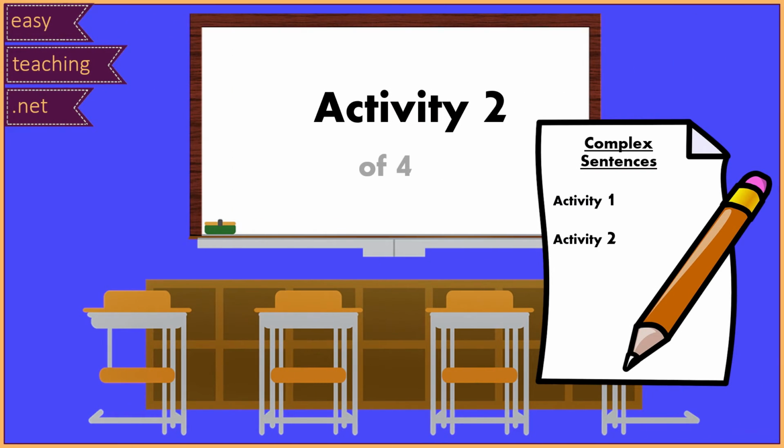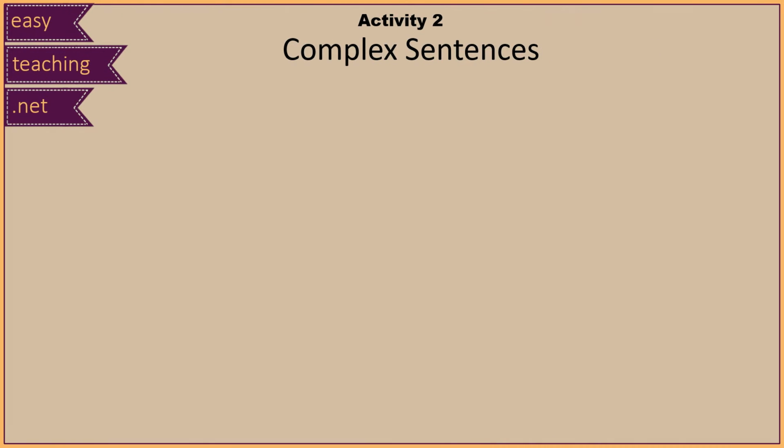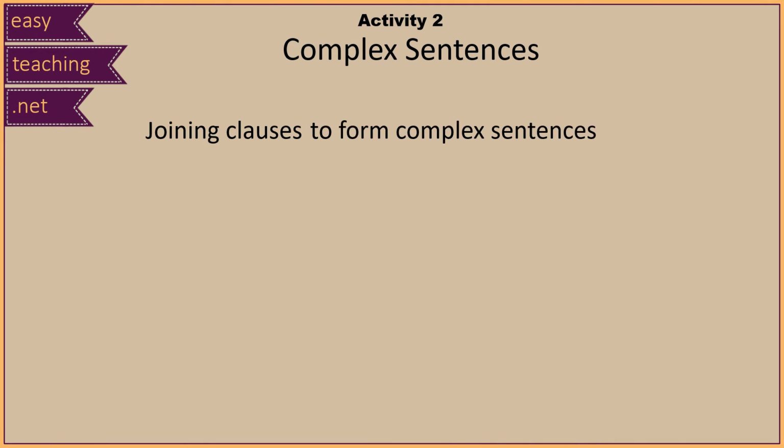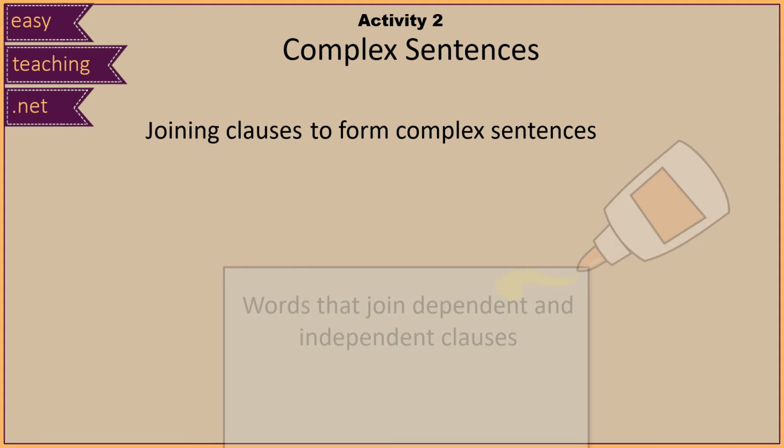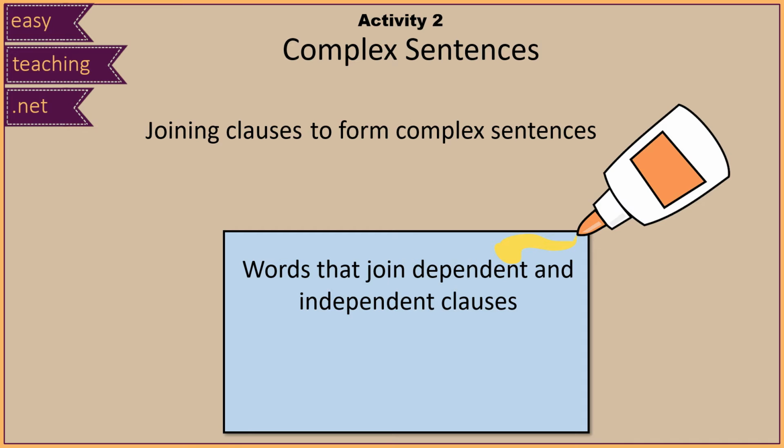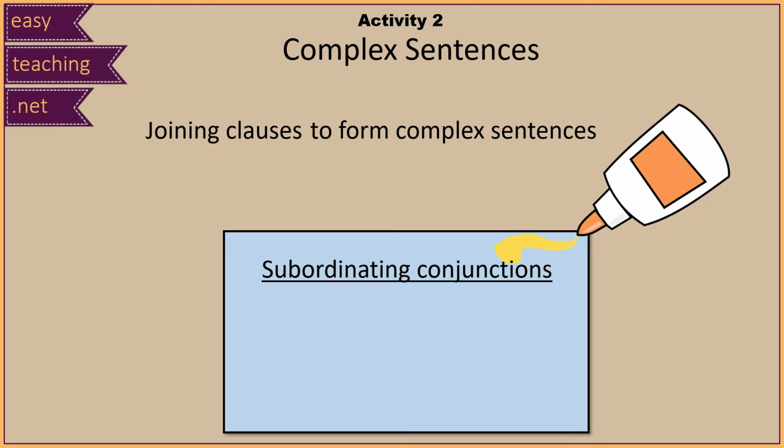Activity 2. In this activity, you are going to join clauses to form complex sentences. But before you can join them, you'll need to know the special words that act as glue to join dependent and independent clauses. These special words are called subordinating conjunctions.